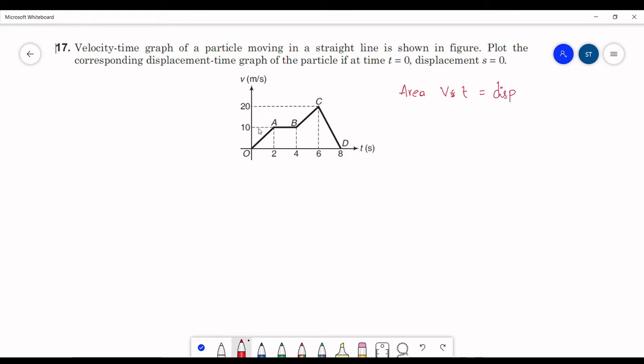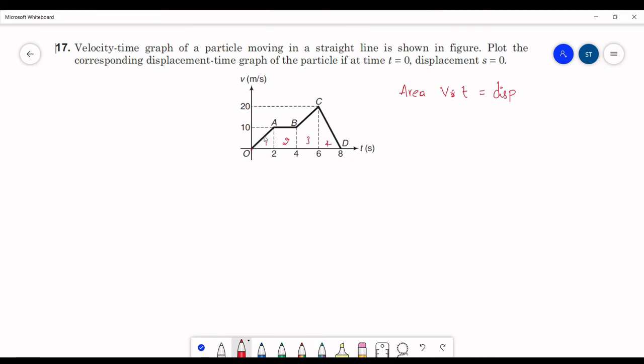So here if you see, from t equal to 0 to t equal to 8, the area under the graph is continuously increasing, which implies the displacement will be continuously increasing with time. Note that point. Now let us divide this graph into 4 regions. First, from t equal to 0 to t equal to 2. Second, from t equal to 2 to t equal to 4. And this is our third part, and this is our fourth part.